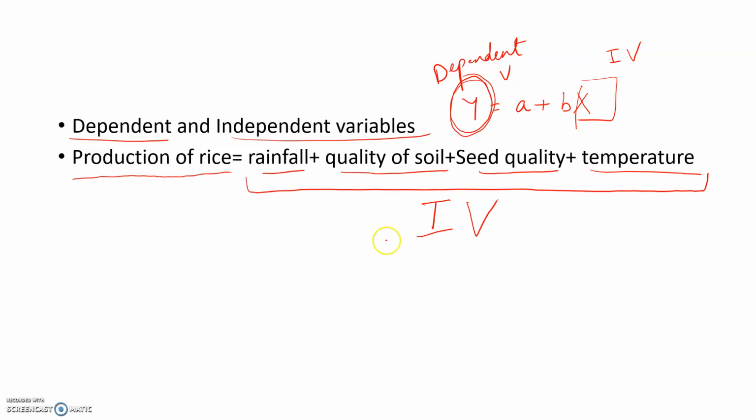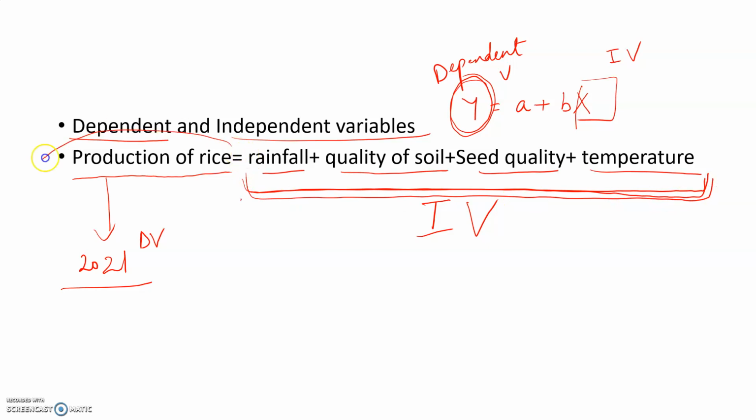From these variables I can estimate my annual production of rice for 2021. That means this is my dependent variable, which depends on all these independent variables. That is what regression does. When I know the value of all these variables, I can estimate my value for this variable, right? Now this is based on the assumption of least squares estimation.